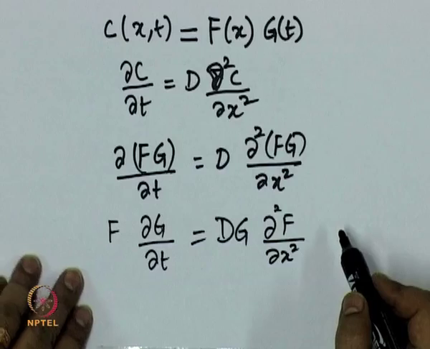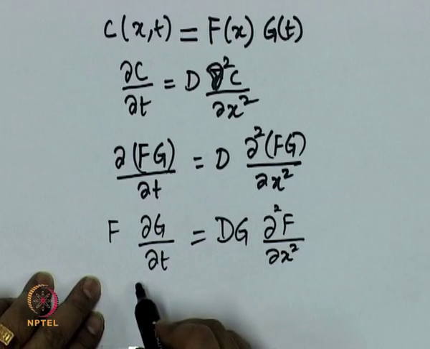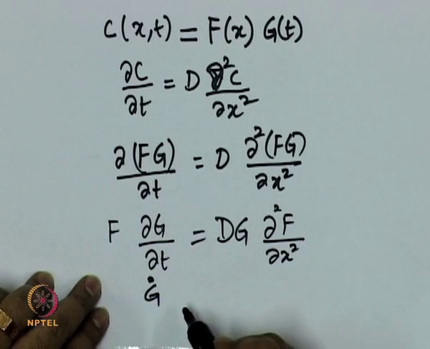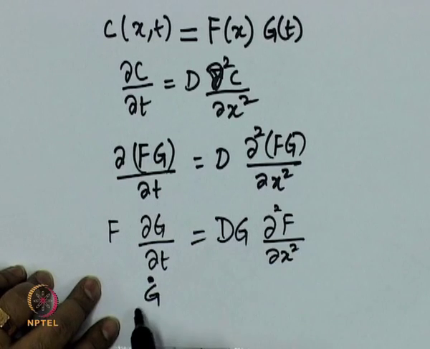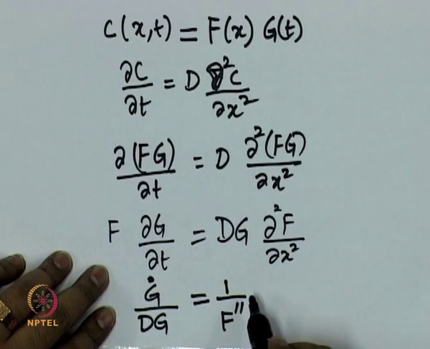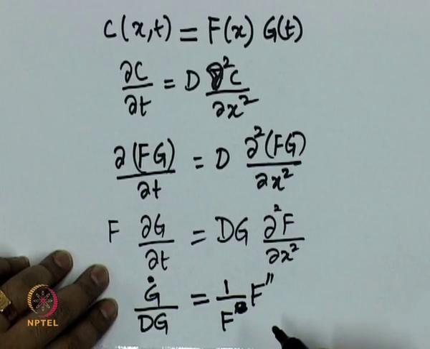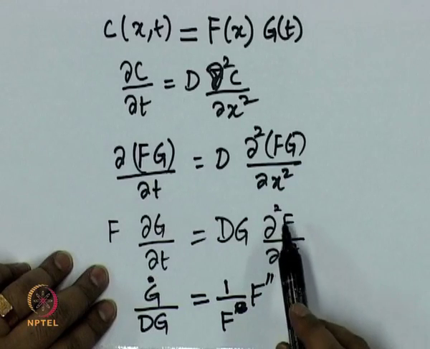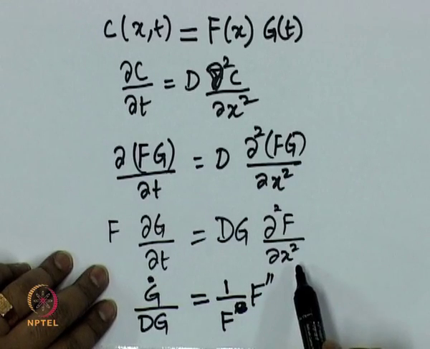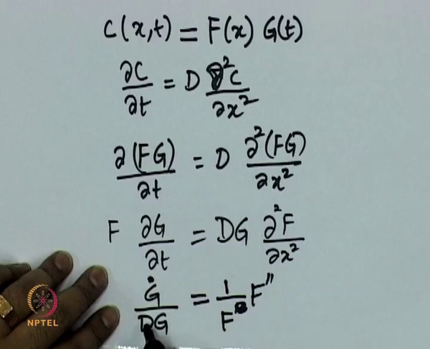Now, I am going to use a shorthand notation which is typically used, where time derivatives are denoted by a dot above the variable. So, g dot by Dg is equal to f double prime by f, where f double prime is basically the second derivative of f with respect to position. So, we have used this shorthand notation.